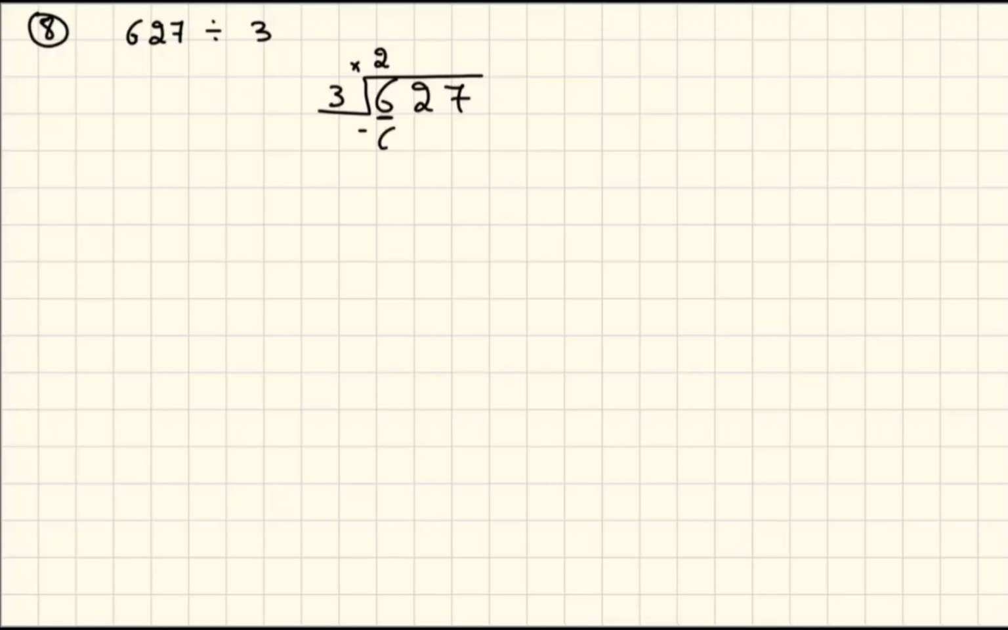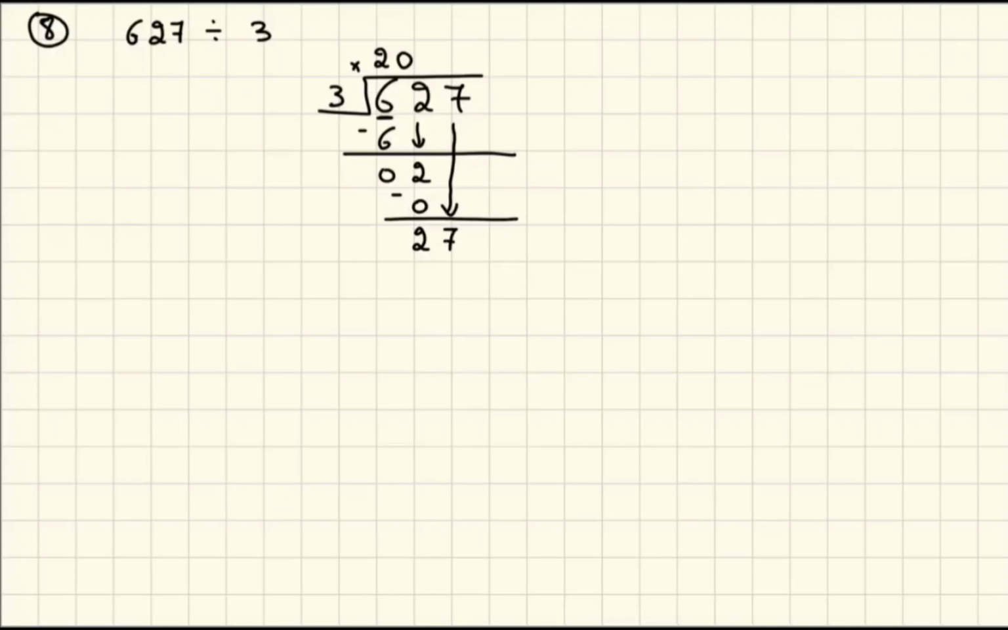So 3 times 2 is 6. 6 minus 6 is 0. We bring the 2 down. Now 2 is smaller than 3, but we should multiply by something. We must multiply in this case by 0, so we can get a number smaller than 2. 2 minus 0 is 2. Now we take the 7 down.